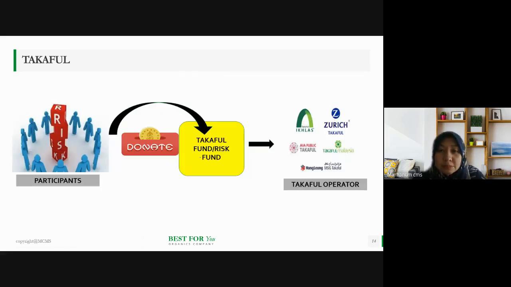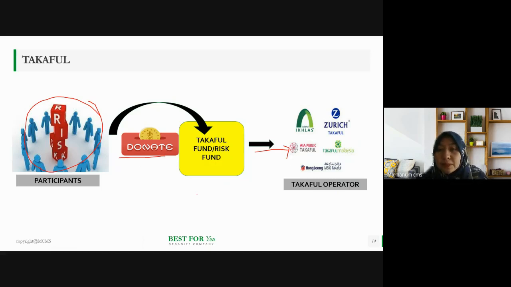Okay, so now let's move. Takaful, we have a participant here. The participant makes a donation into the Takaful fund or risk fund, and then it is managed by the Takaful operator. These are among the Takaful operators in Malaysia. This fund belongs to the participant, not to the operator. The operator becomes a trustee entrusted to manage the fund.